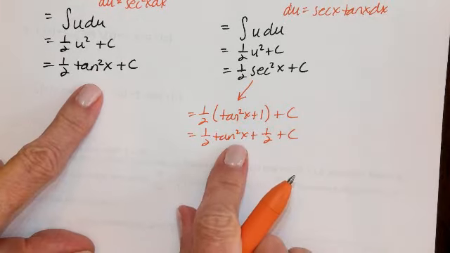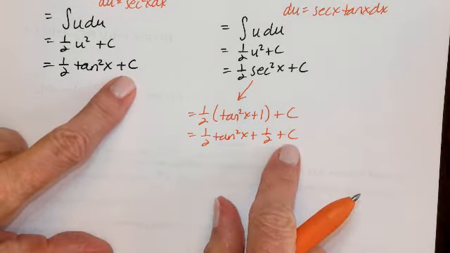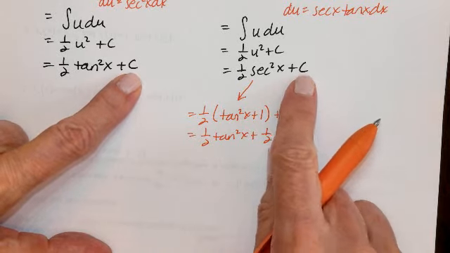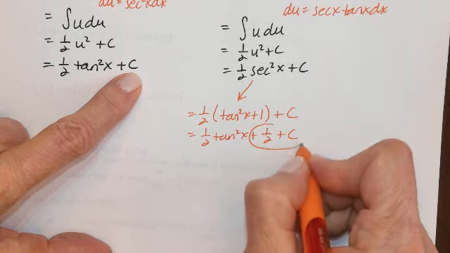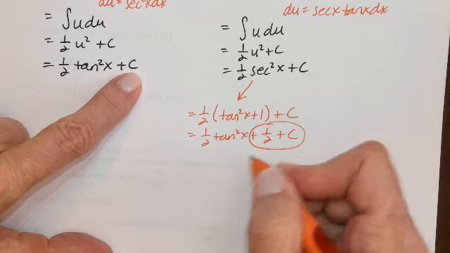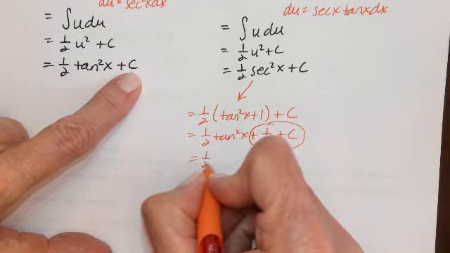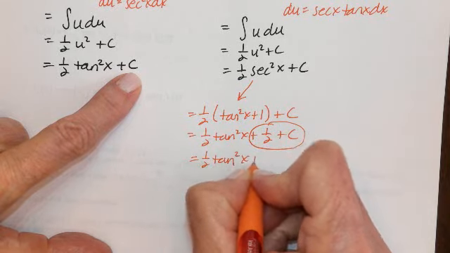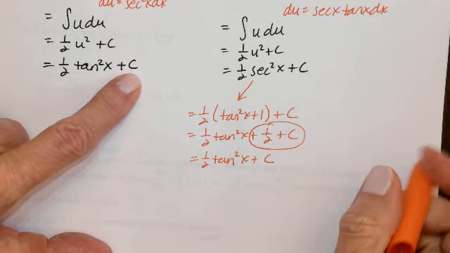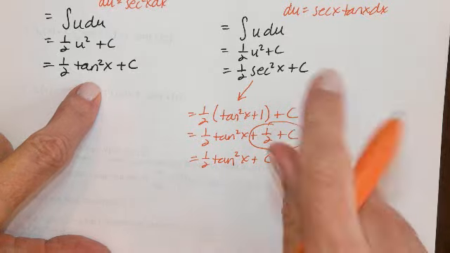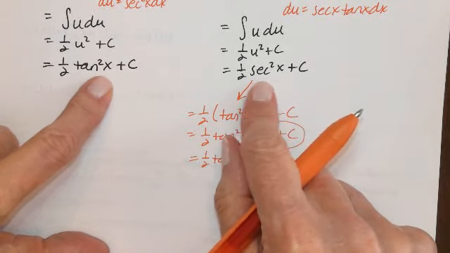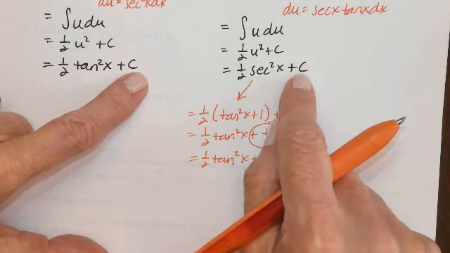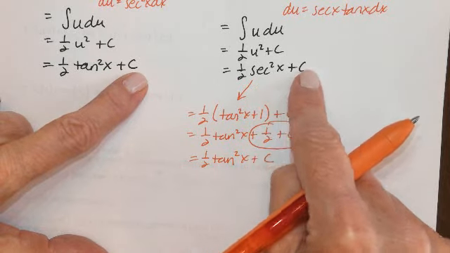Now does it get better? Are these two c's necessarily the same c? No. 1/2 plus c is just another constant, isn't it? So now it makes more sense. So yes, these two can be correct. They are equivalent to each other because these two c's are not necessarily the same c.